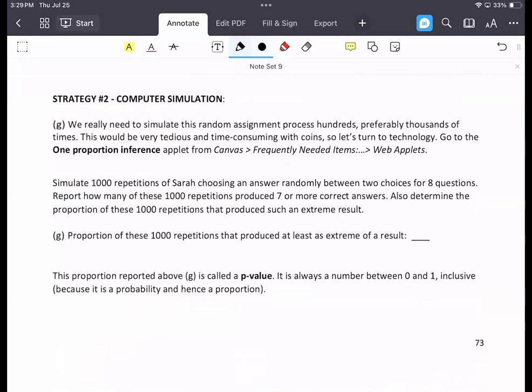So now we're going to use that one proportion applet again. We're going to simulate 1,000 repetitions of Sarah choosing an answer randomly between 2 choices for 8 questions. And we're going to be curious how many get 7 or more correct answers.